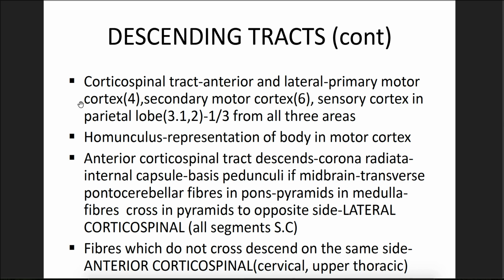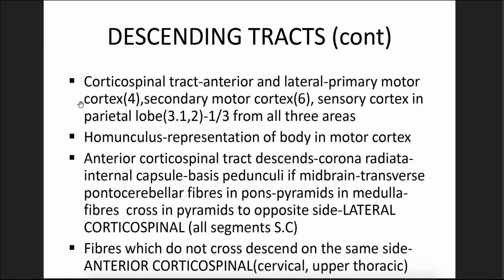Now, the body is represented in a certain way in the motor cortex, which is called the homunculus. I'll show you a picture of that as well. But you must remember that this corticospinal tract is going to then descend the same pathway, corona radiata, except that it's coming down. From the corona radiata through the internal capsule to the basis pedunculi of the midbrain. Then they become transverse pontocerebellar fibers in the pons. And in the medulla, they aggregate as elevations called pyramids.